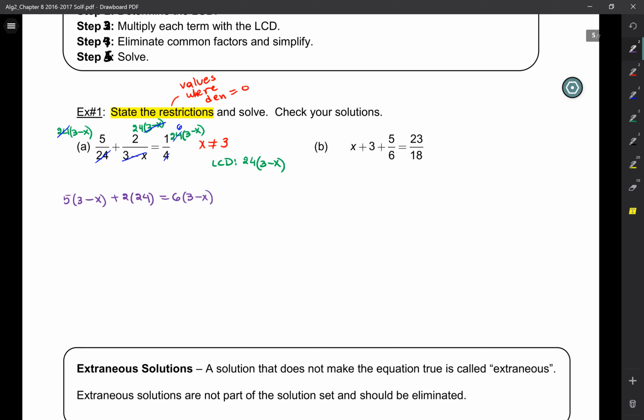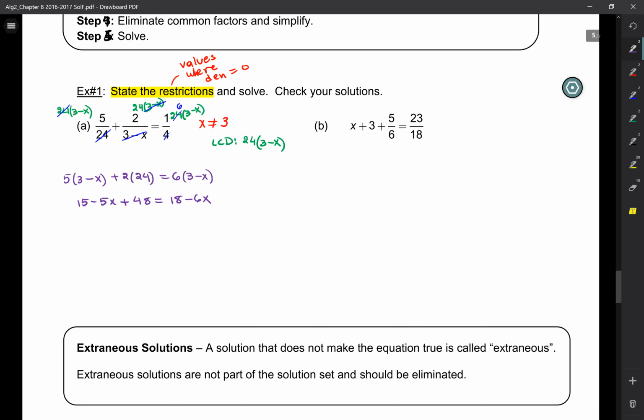So the 4 and the 24 reduce to 6, right? It was 24 on top, 4 on the bottom. They divide to 6. Okay? So I have 15 minus 5x plus 48 equals 18 minus 6x. All right? Here, the 24s cancel. So I have 5 times 3 minus x.